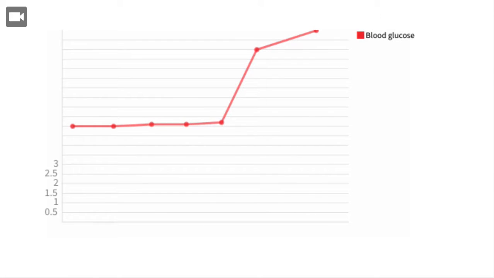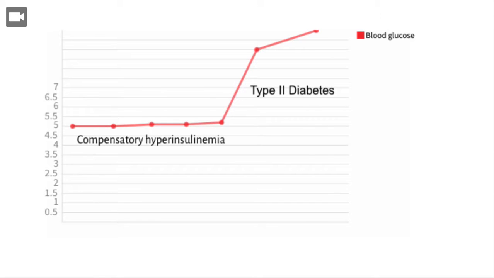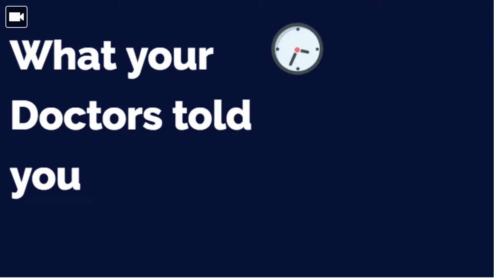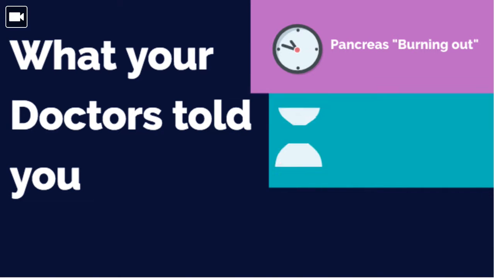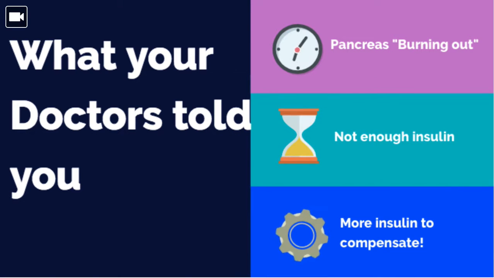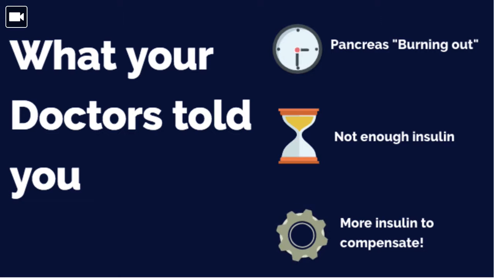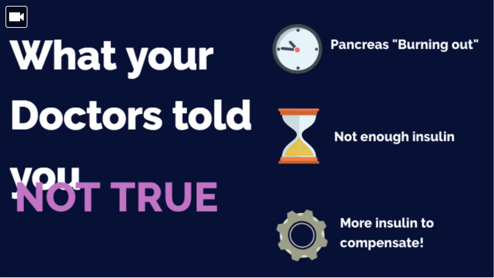A slow phase where your insulin resistance slowly rises but the body is still able to produce enough insulin to compensate. Then when the pancreas is not able to produce enough insulin to compensate, the blood glucose rises, leading to type 2 diabetes. What your doctors told you is that your pancreas is burning out, unable to supply enough insulin to keep your blood glucose level down. You are then told to take more insulin to compensate, but that's not true.